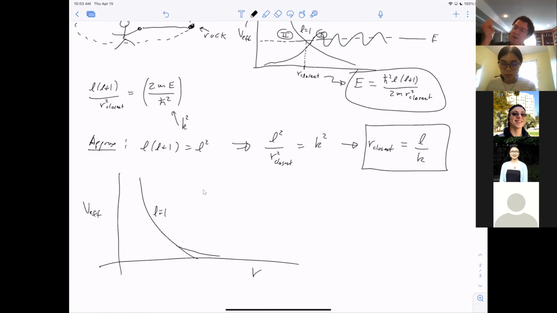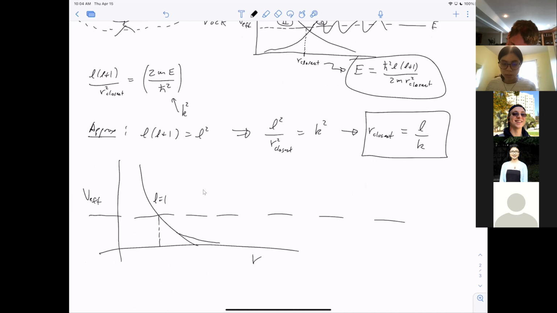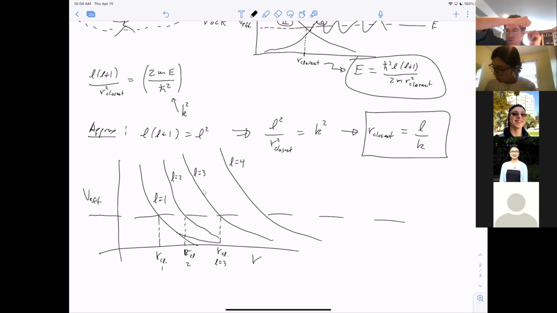But as soon as you give the rock some angular momentum, suddenly there's a barrier. If it has a little bit of angular momentum, L equals 1, it can get pretty close. Let's say this is the energy. It can get this close. But notice that this effective barrier depends on L times L plus 1 in the numerator. So if I plot it out, it looks like this. This is L equals 2, this is L equals 3, this is L equals 4. Do you see the point? As the angular momentum is bigger, the particle doesn't get as close. The particle is forced to stay further away from the origin. So that will be r closest for L equals 1, for L equals 2, for L equals 3, etc. The particle gets pushed out further.